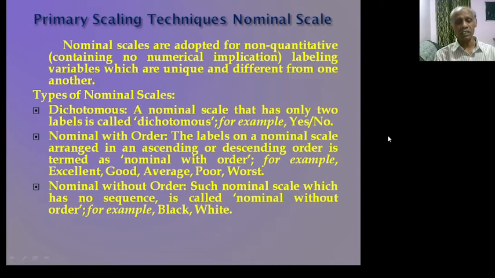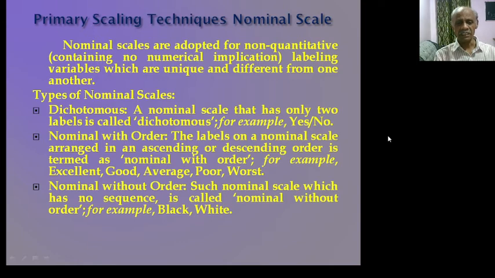Nominal scale with order. I have given an order. The highest is excellent. The second highest is good. The third one is average. The fourth one is poor. And the fifth one is worst. So the options are arranged in an order, and the student will take any one of these 5, but not outside of these 5. Hence, the scaling technique in which the labels of a nominal scale are arranged in an ascending or descending order is termed nominal with order.